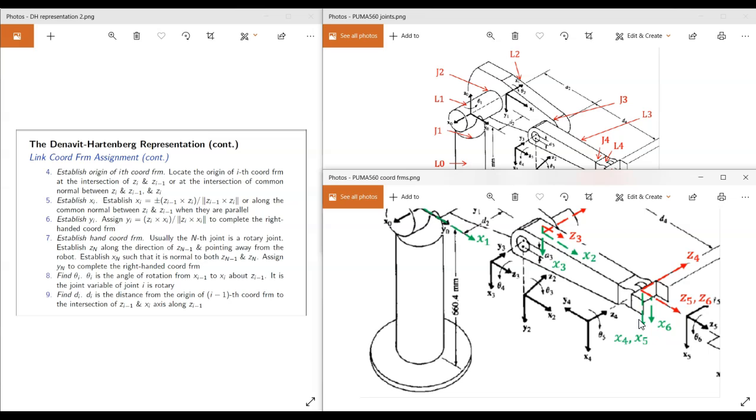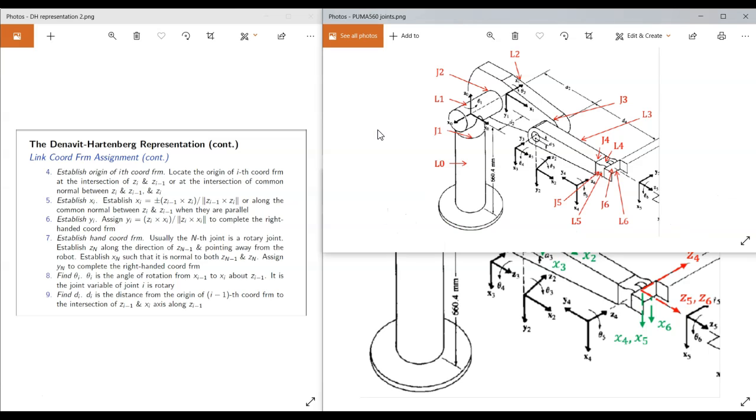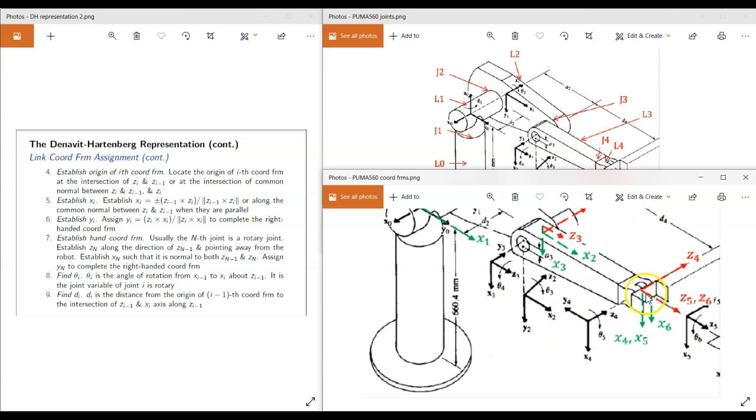Next, let's look at coordinate frame 5. In order to establish coordinate frame 5, we have to look at joint number 6. So this is joint number 6 right here, and the axis of rotation is along this line. So Z5 is pointing this way. Okay.